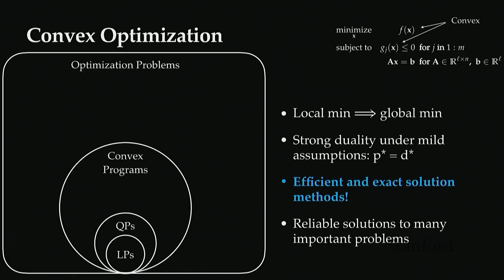And that ends up meaning that you get reliable solutions to many important problems, particularly problems where you might need solutions to come in at, say, 100 hertz, and you might need to know that the answer you get is the best answer, like things in finance or in control. Convex optimization ends up being a really useful tool to handle these problems.